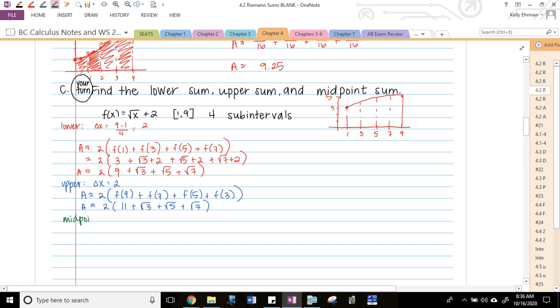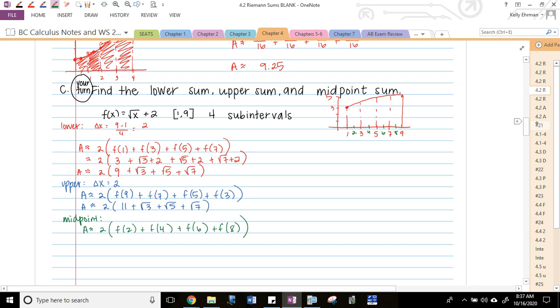This is where I do like to have my picture here, because it's easier for me to see like, oh yeah, the midpoint is 2, 4, 6, 8. Picture's not required and not always easy to make, but in this case, it's okay. So my area is going to be approximately 2 times, I'm going to start back at the beginning now that I've marked that off, f of 2 plus f of 4 plus f of 6 plus f of 8.